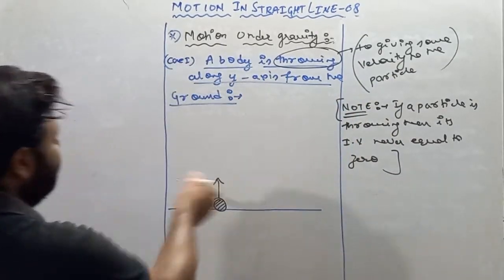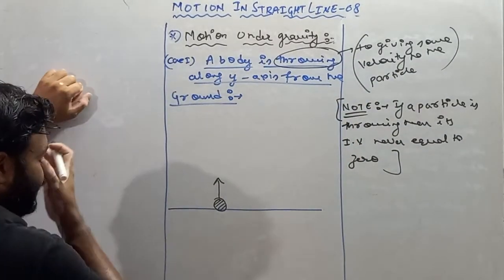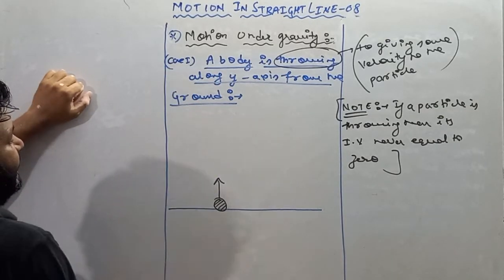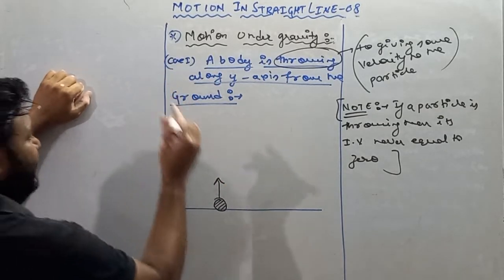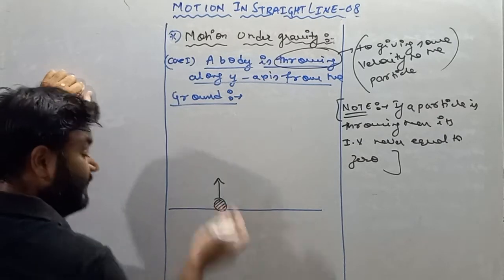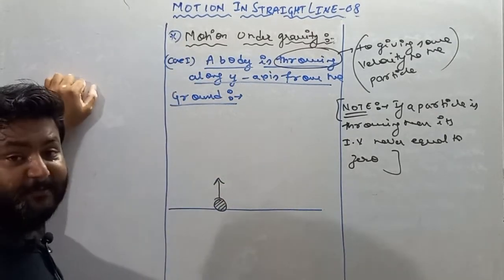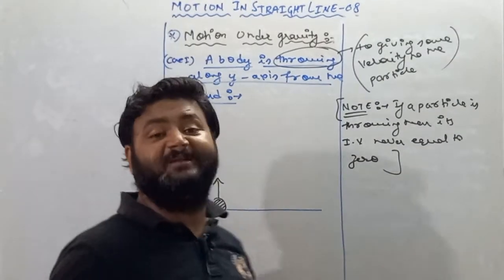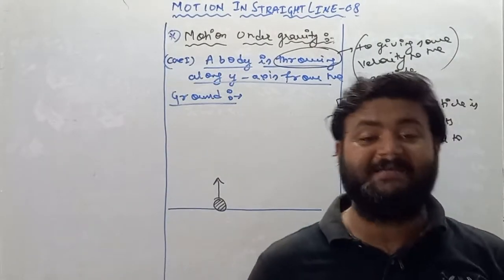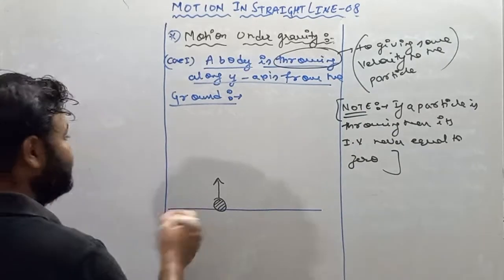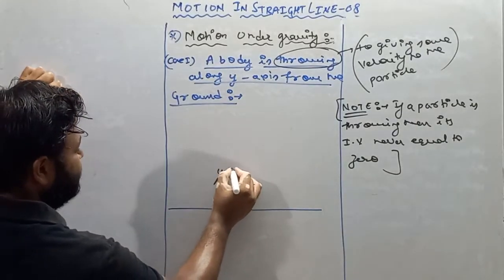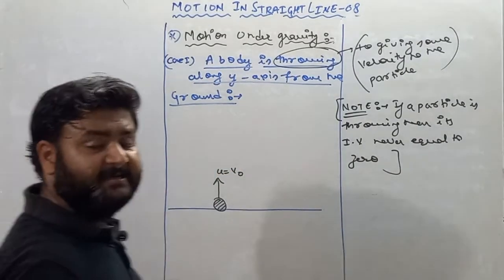If a particle is thrown, initial velocity never equals 0. So we are throwing a particle. If I am throwing a particle along the y-axis, my dear students, then we are giving some velocity to the particle. Then only the particle starts performing motion, because without giving some velocity, it is not possible for the particle to perform motion. So I am giving some initial velocity. Let's suppose I am taking the initial velocity to be v0.